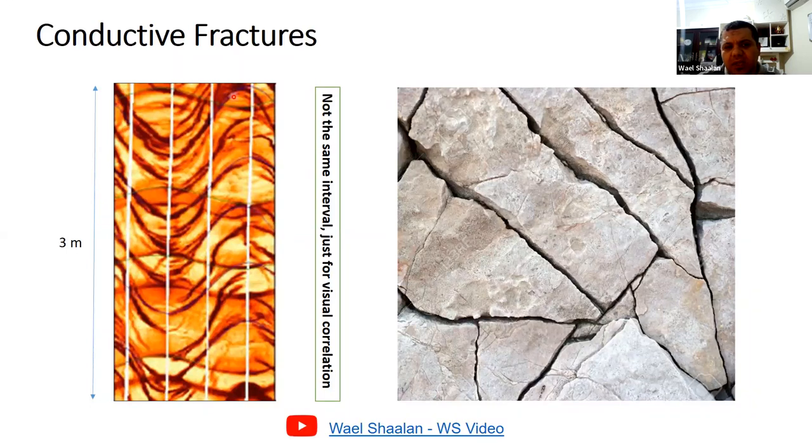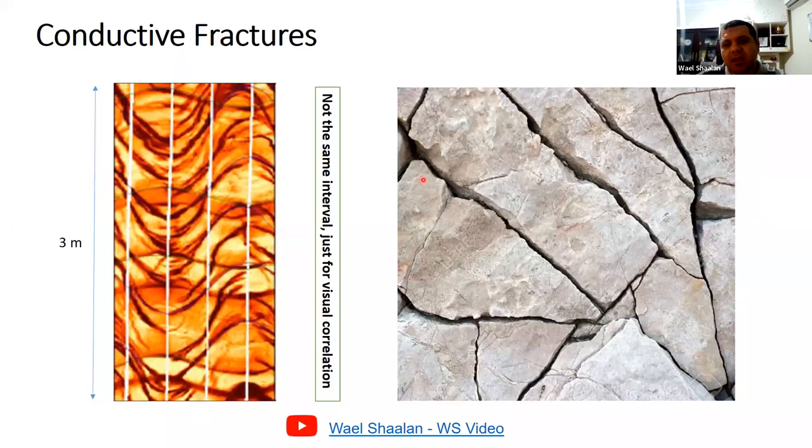So this dark stuff is conductive and this white stuff is resistive. In the background is the main rock itself, and all these dark lines come from cracking or open fractures filled by drilling mud. The background rock is resistive, and these dark open features are filled by drilling mud, which is conductive. We are talking here about water-based mud, because water-based mud is conductive and oil-based mud is resistive. That's why we call this one conductive fractures.